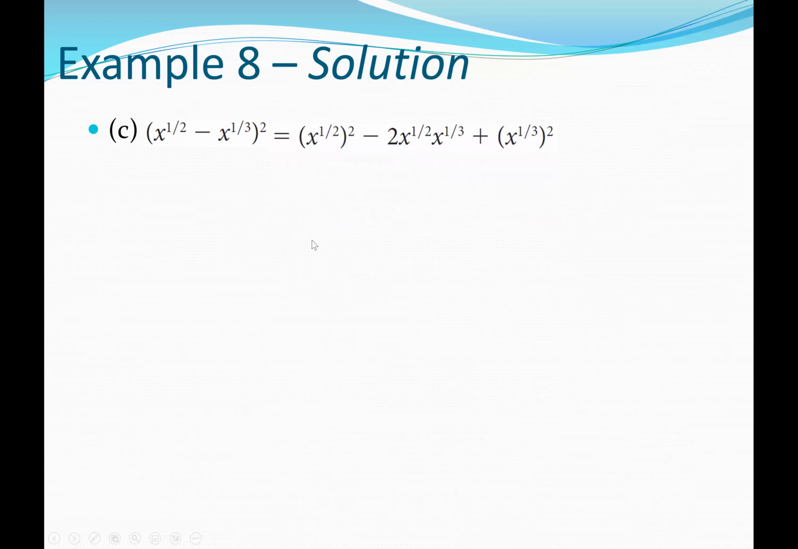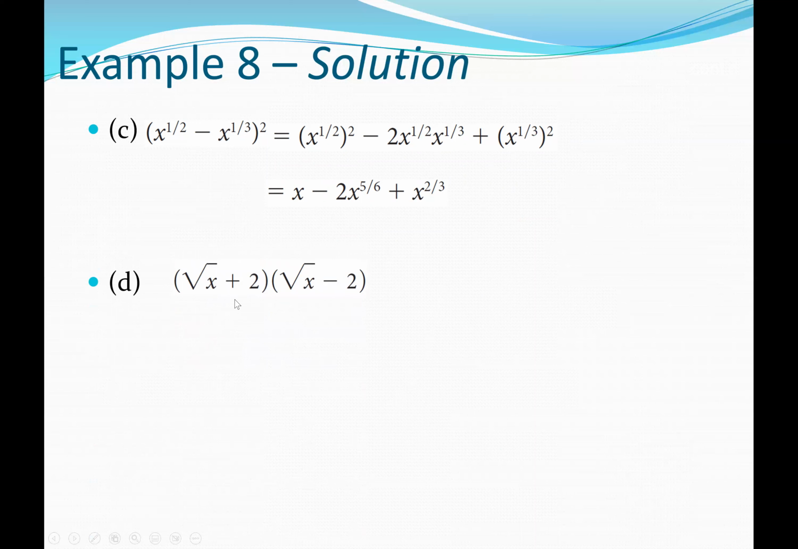Now we know half times 2 gives me 1. So we have x, then half times 1/3 gives us 5/6. Then 2 times 1/3 will give me 2/3. So that will be our final solution.